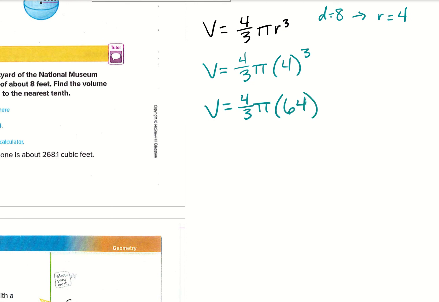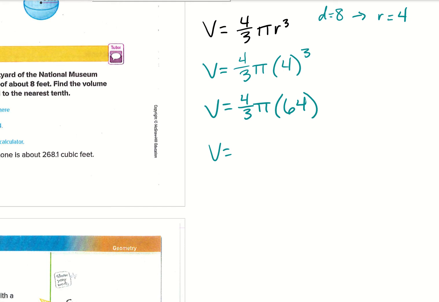Then I can plug this all into the calculator again. Quick note, and I know we talked about this in previous videos and lessons, make sure this step where we find that exponent, you do that first before you do anything else. So we're going to put that in our calculator. 4 divided by 3 gives us 1.3 repeating again, times 3.14, and then times 64.